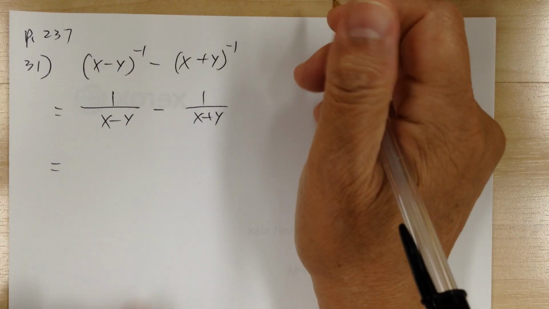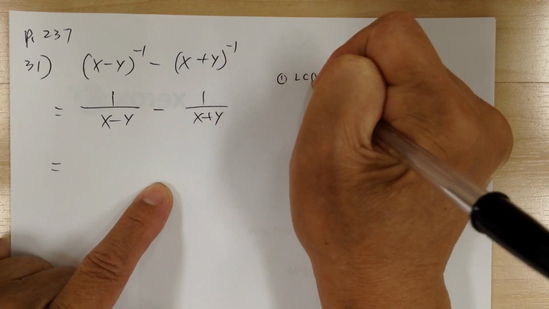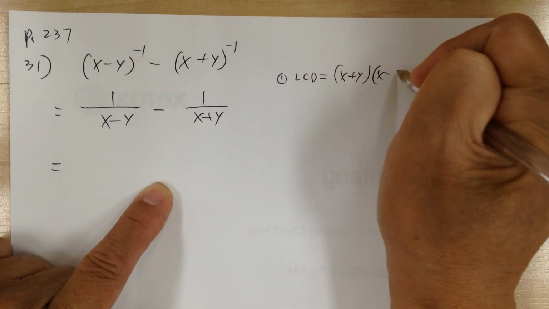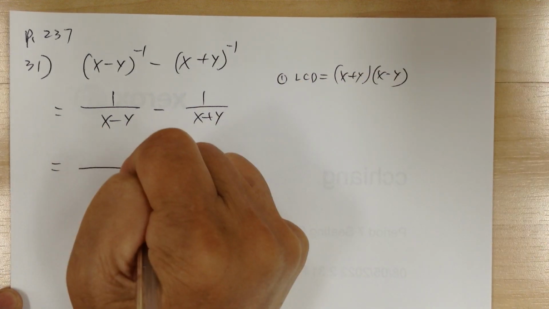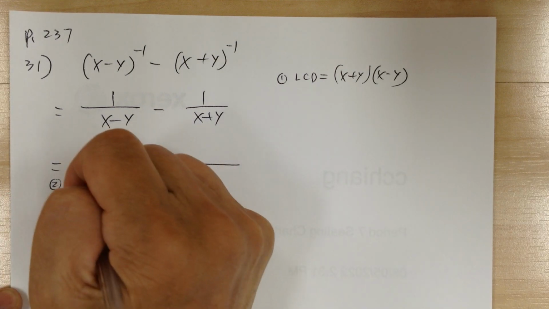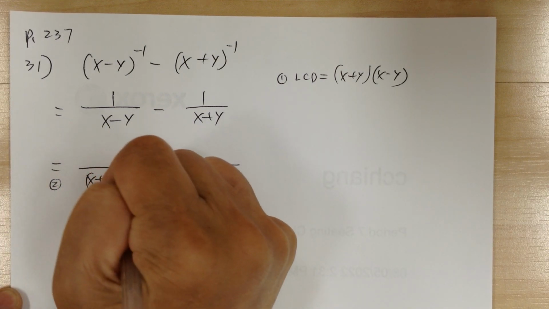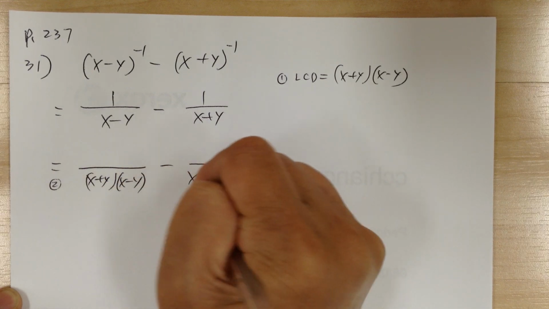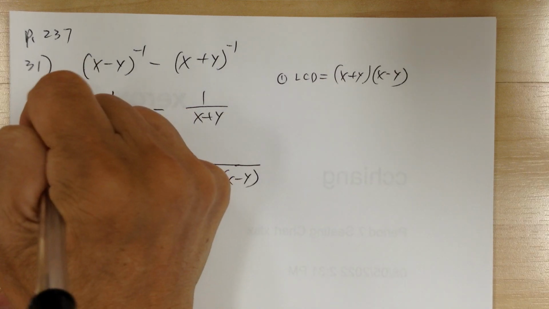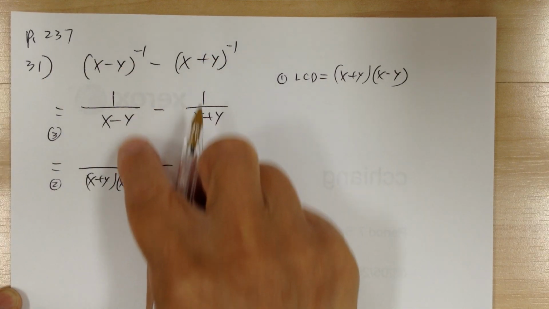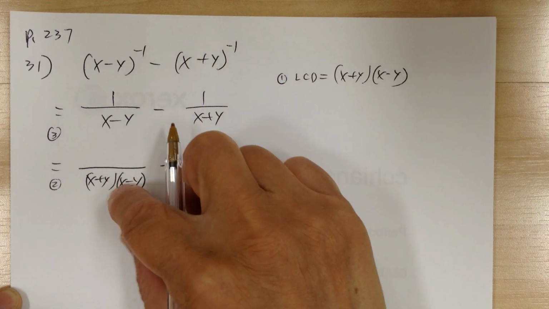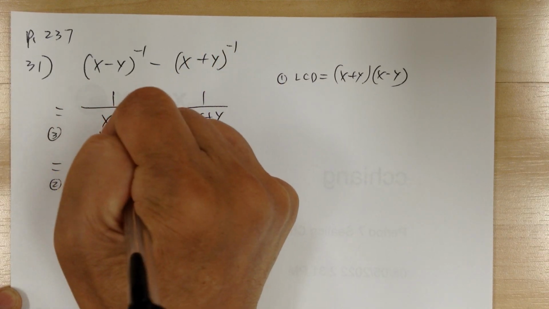First you have to get your LCD. So step 1, LCD is equal to (x plus y)(x minus y). Step 2 is to get your LCD ready: (x plus y)(x minus y) under each. Step 3 is to figure out how you're going to get from here to here. From here to here, you already have the x minus y, so you have to multiply by x plus y.